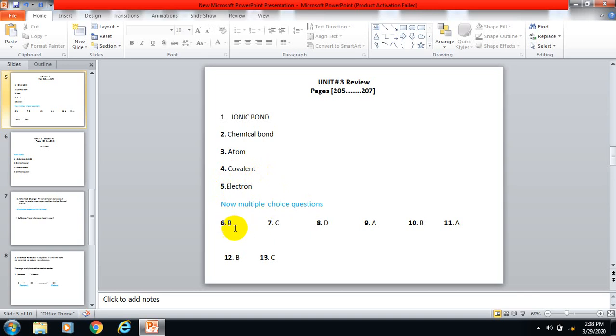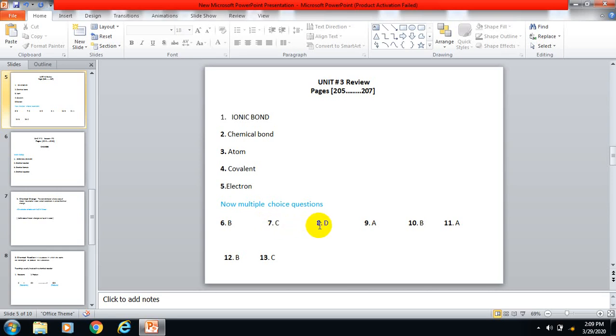Now come to the multiple choice questions. For the sixth option, which of the following is a property of metal? B, good electrical conductance. For the seventh, how many protons does element B have? There is a chart with atomic number and mass number. Element A and element B: 10 and 20, and 9 and 19. How many protons does element B have? So we have option C, 9.